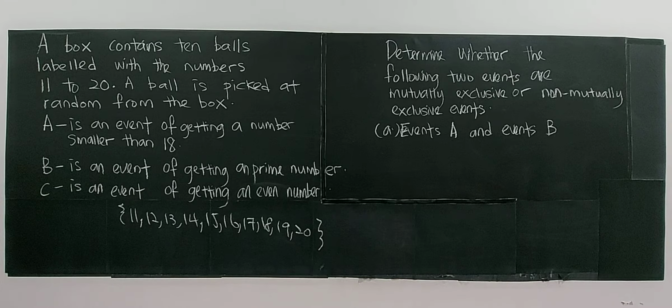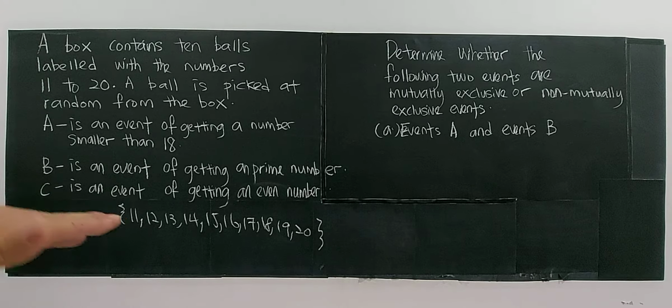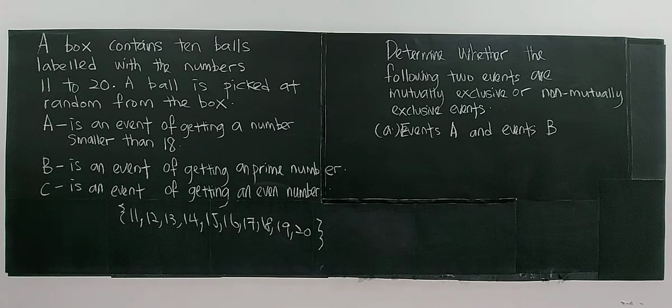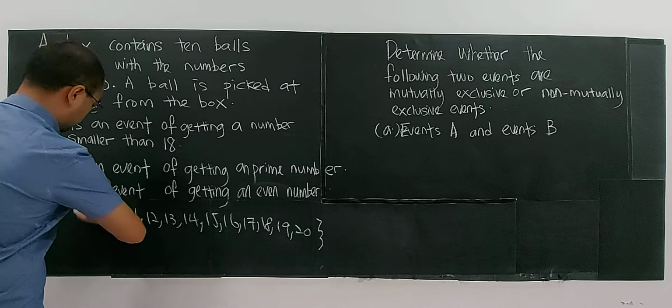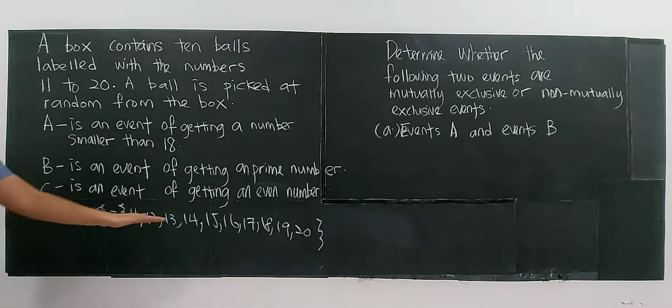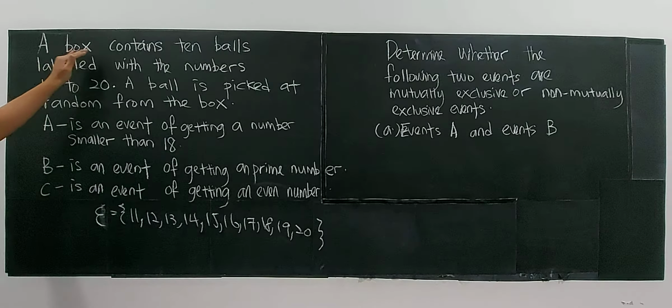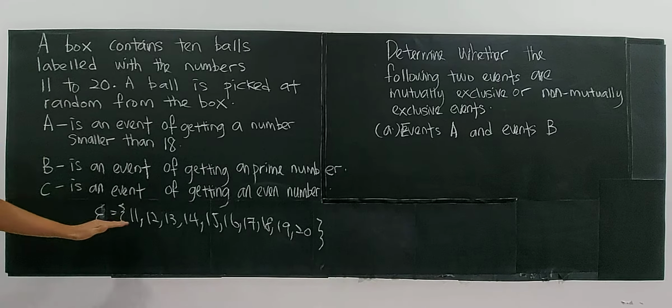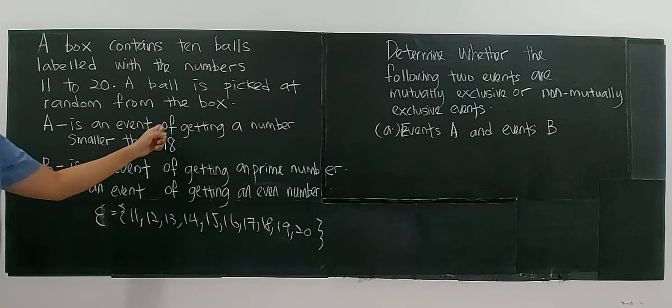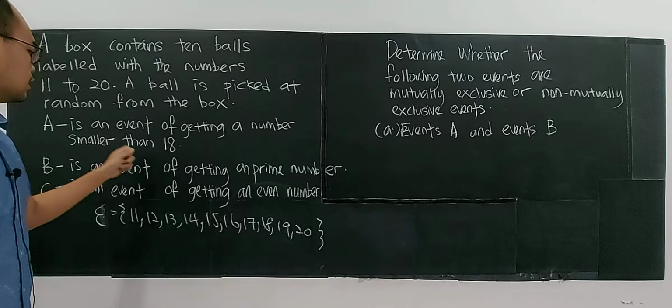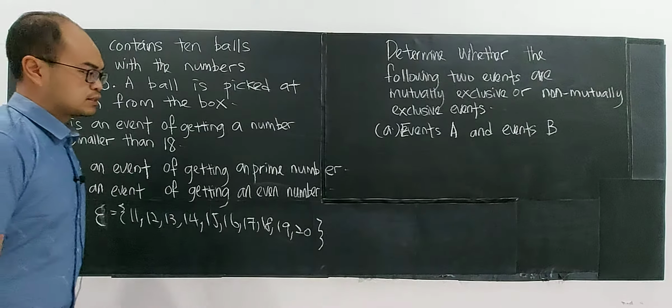Then we're going to list out the events here. This is the universal set, because it is the box, and it contains all the balls labeled 11 up to 20. A is an event of getting a number smaller than 18.